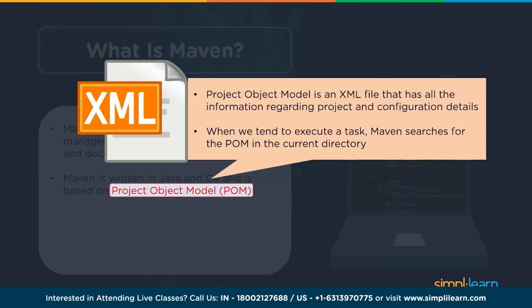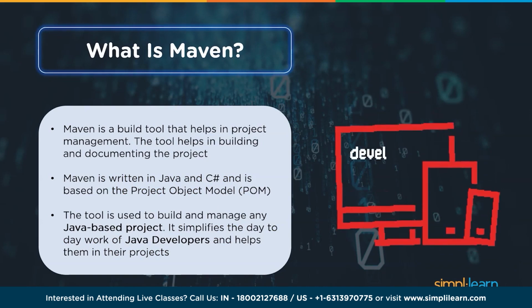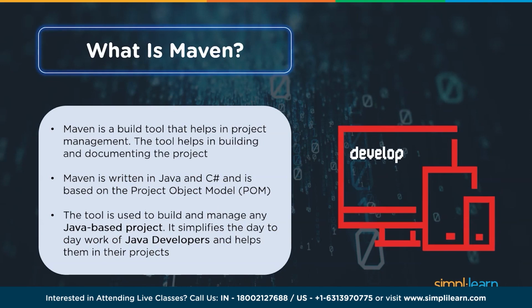The POM contains information about the project and various configuration details. It also includes the goals and plugins used by Maven in a project. Maven looks for the POM in the current directory while executing a task or a goal. It reads the POM, gets the needed configuration information, and then runs the goal. Coming back, Maven is used for building and managing any Java-based project. It simplifies the day-to-day work of Java developers and helps them in their projects.